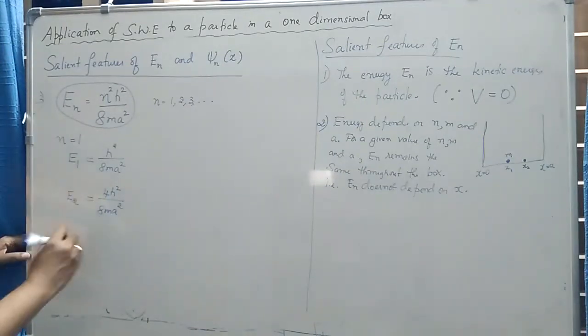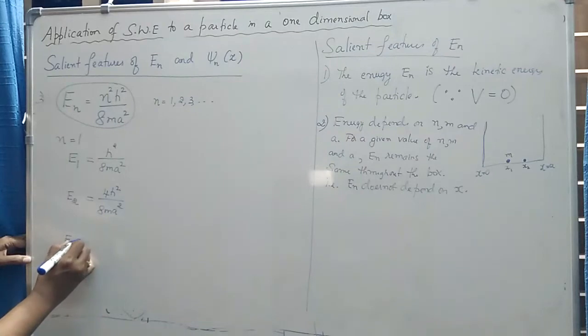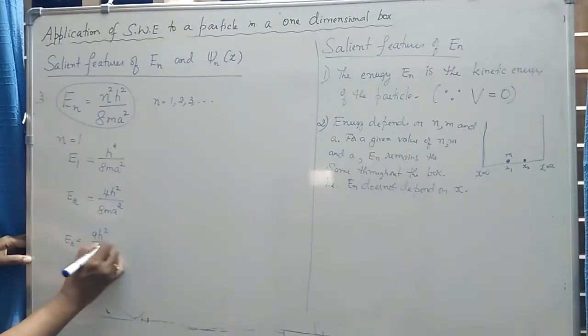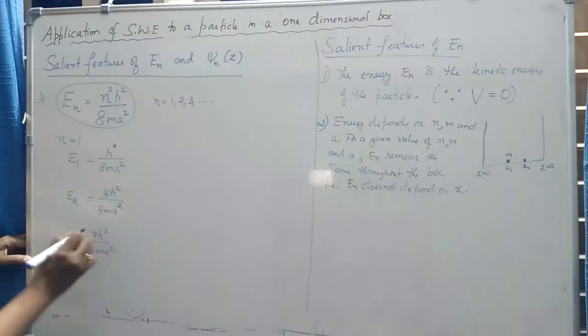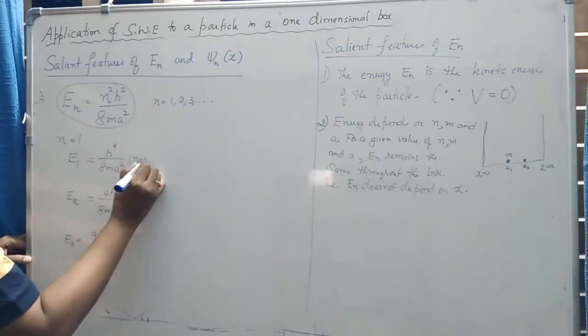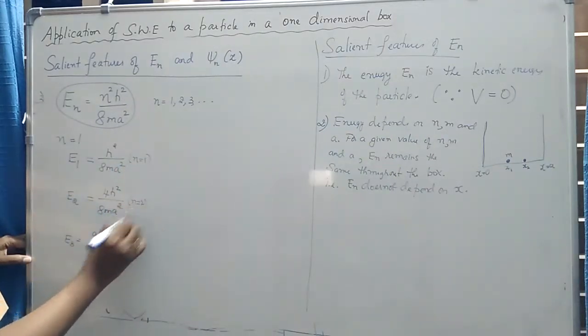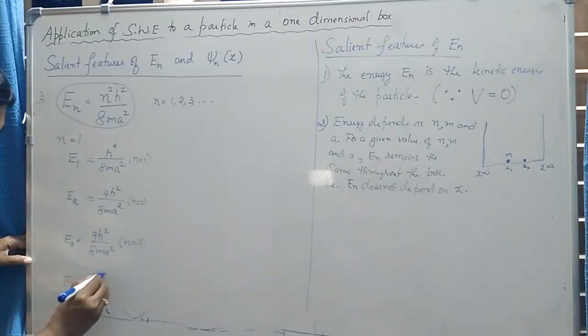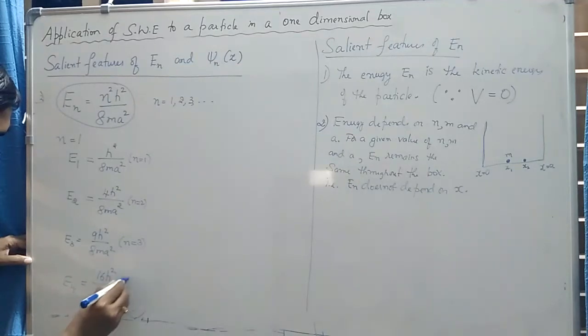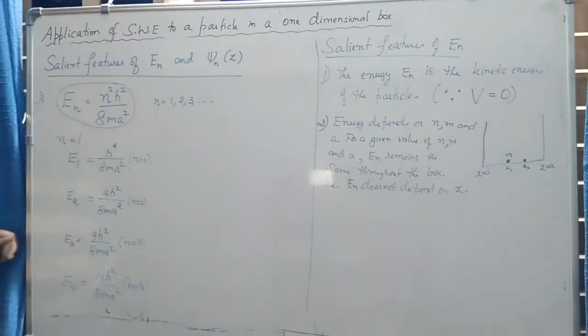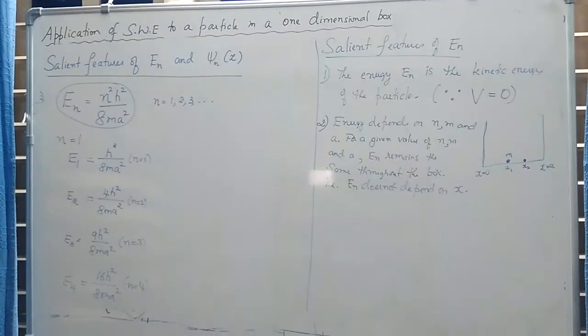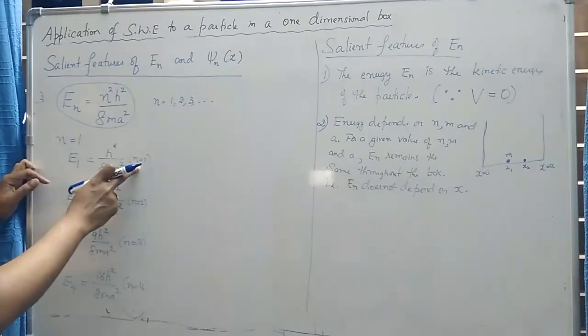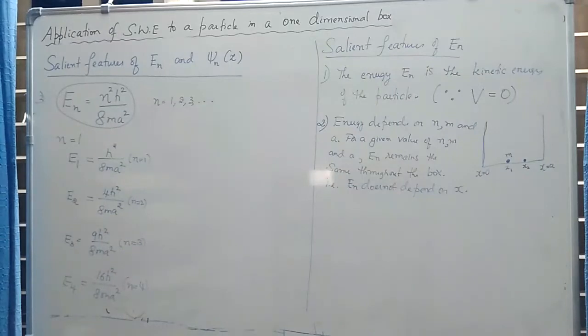Similarly, the next allowed energy will be E3 equal to 9h square divided by 8 m a square. This corresponds to n equal to 1, this corresponds to n equal to 2, this corresponds to n equal to 3. Let me calculate one more energy. E4 is equal to 16h square divided by 8 m a square for n equal to 4. Similarly, for n equal to 5, 6, 7, you can calculate. So n equal to 1 represents the lowest state of the system.